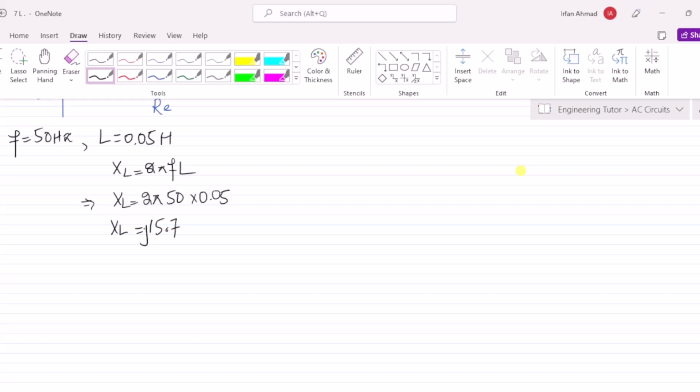Similarly, to represent XL, I have to write j with it. So it is now in ohm, and in rectangular form, let me call it Z3, and Z3 is basically 0 plus j15.7 ohm. That is the rectangular representation, while in the polar system, as I have earlier discussed, that would be 15.7, and the angle here will be 90 degrees because of the plus j and no real quantity here. That is again in ohm.